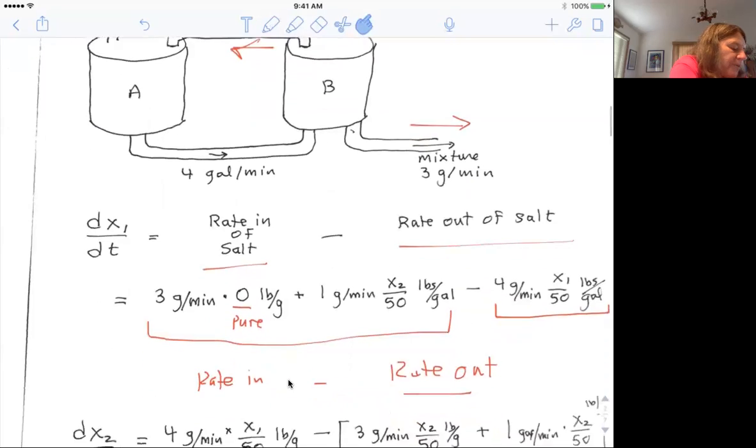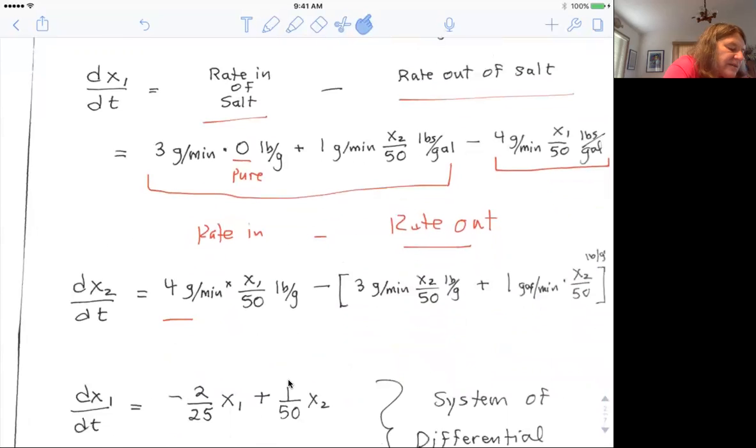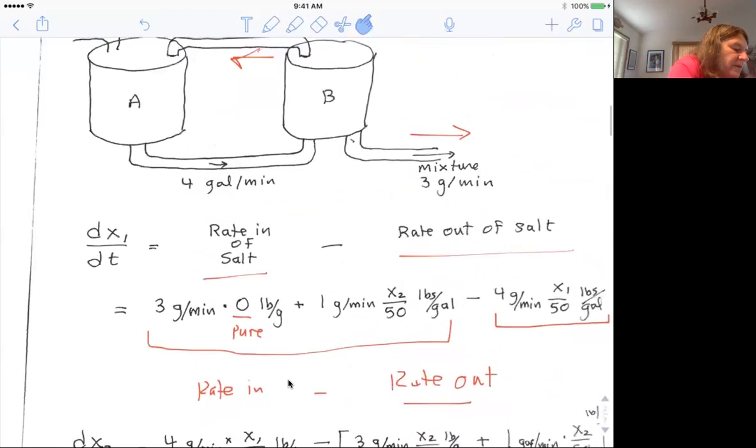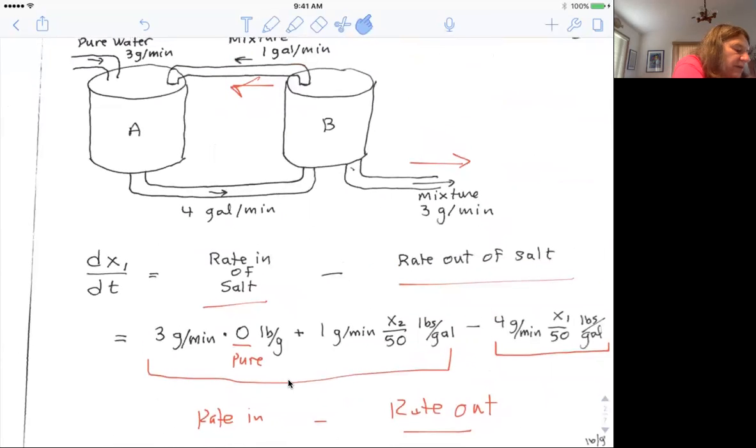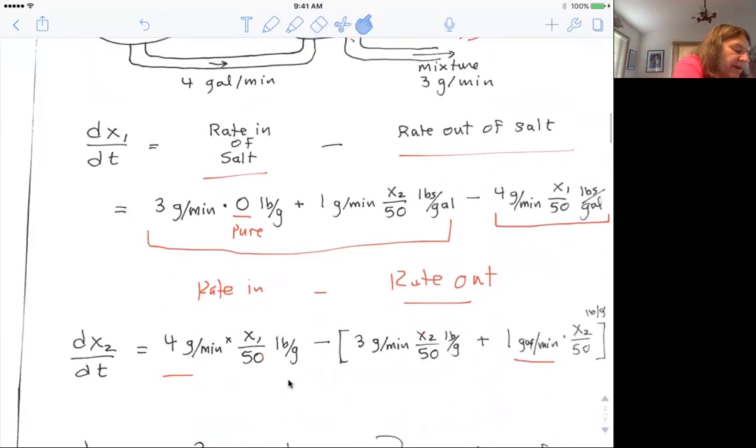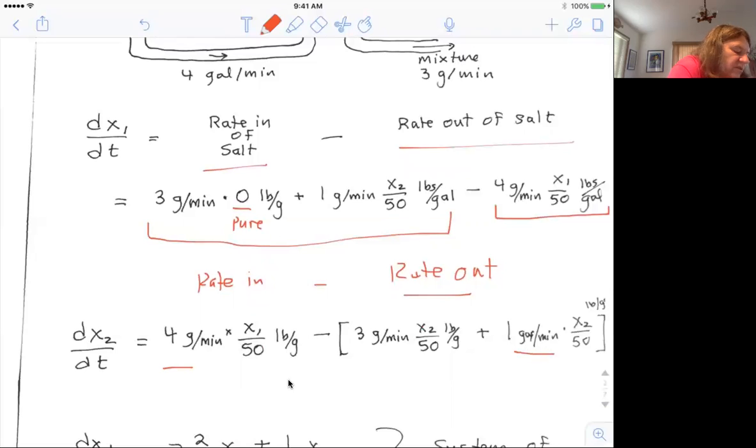So we'll look at it. That top one was 1 gallon per minute. I did it second, but that's all right. 1 gallon per minute, and X2 is the amount in B divided by the steady amount of the mixture right there. The other one was coming out this way, and that was 3 gallons per minute and X2 over 50. So that's why I got this thing right here. All right, 3 gallons per minute, X2 over 50. So that's the rate out.